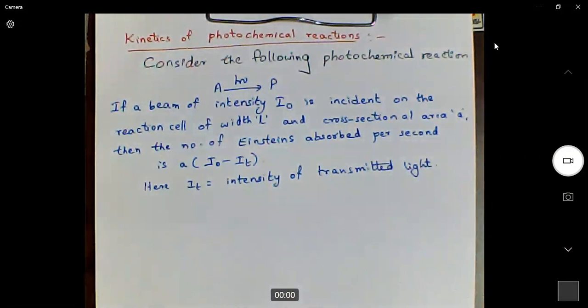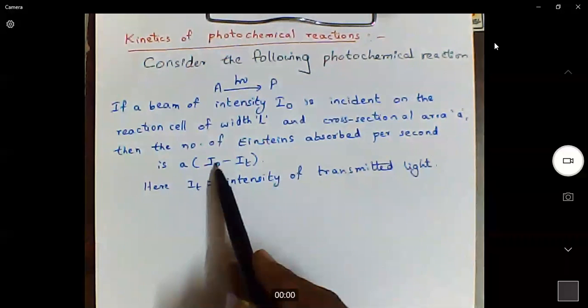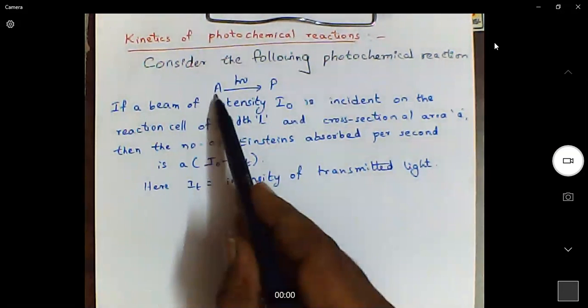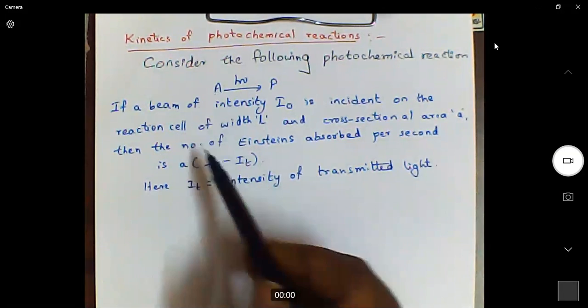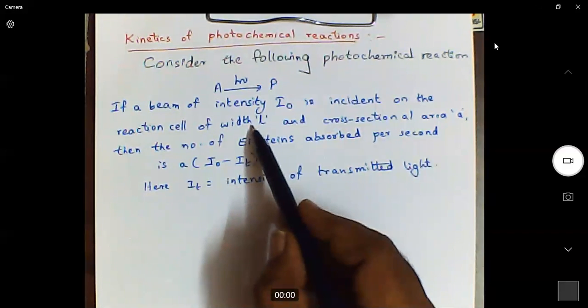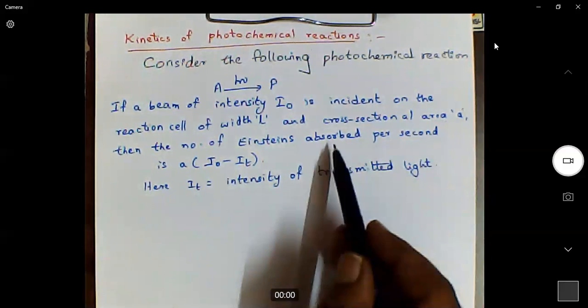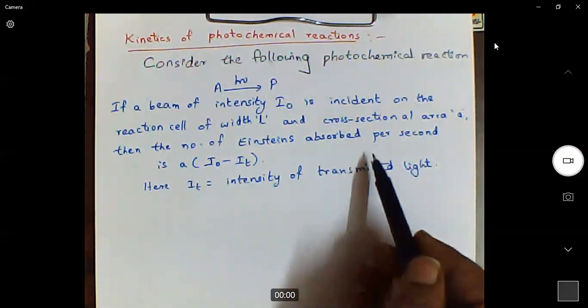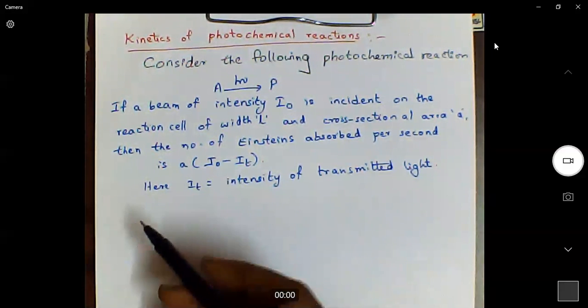So this is general discussion. We take a light source of intensity I naught. Then when we pass a light source of intensity I naught onto compound A, which is made into a solution and placed in a cell of length L, we consider L as a path length, and the area of the solution is small a. Then the number of Einsteins absorbed per second is A into I naught minus IT.